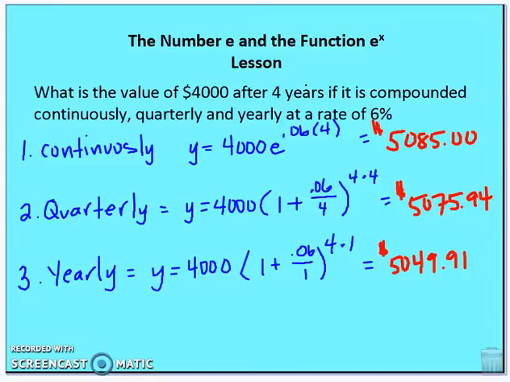All right, so continuously you end up with $5,085. Quarterly, 4,000 times, again, 1 plus the rate, 0.06, divided by the number of periods, 4, to the power of 4, number of periods, times the number of years, 4, so to the power of 16, $5,075.94. Yearly, just straight away, 4,000 times 1 plus 0.06 divided by 1 to the power of 4 times 1, $5,049.91. And you can see that continuous compounding, at the same interest rate as all the others, will bring you a greater return on your money after 4 years.